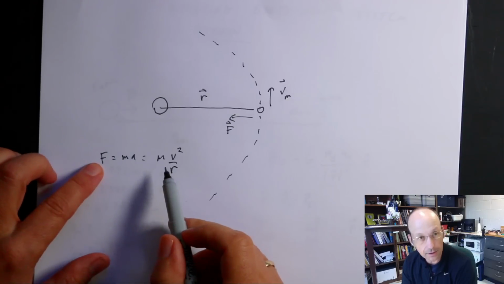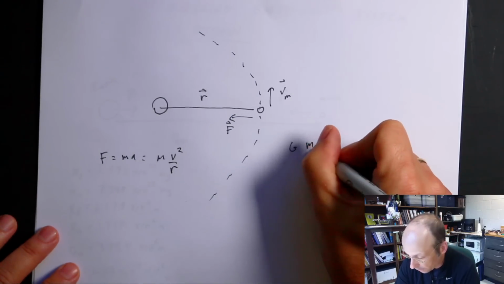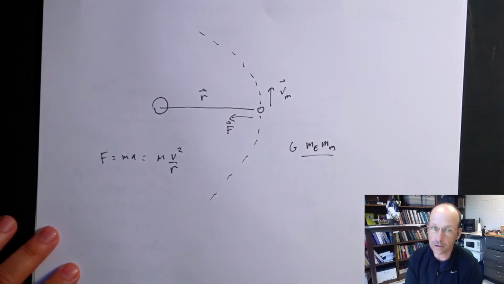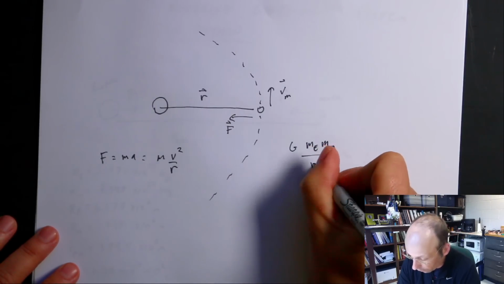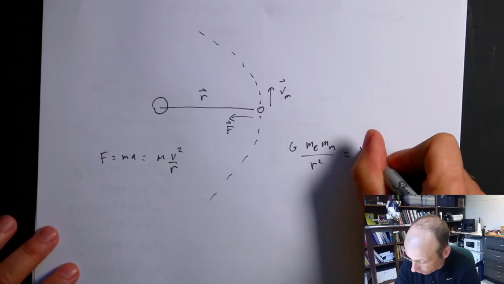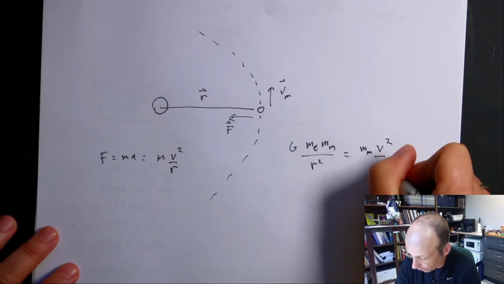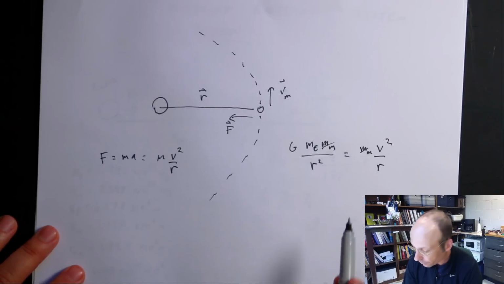And then I can put that together with my gravitational force. I get G, mass of the Earth, mass of the moon. These are just scalar equations because it's in the same direction. Divided by the radius squared equals the mass of the moon times the velocity of the moon squared over the radius. The mass of the moon cancels.